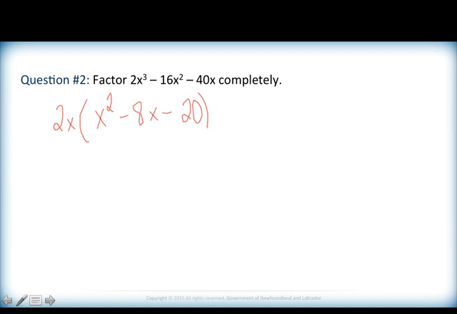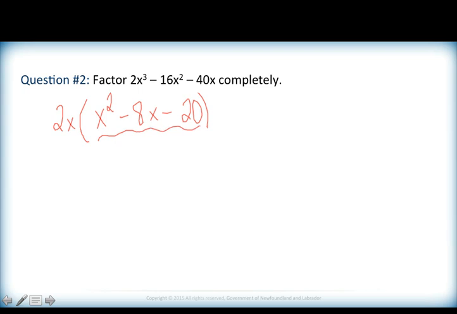Keep in mind with the laws of exponents, when we divide the same base, we have to subtract the exponents. Now we have our monomial, which is the greatest common factor, removed, and our trinomial that still needs to be factored. So we're going to factor what is inside this bracket.